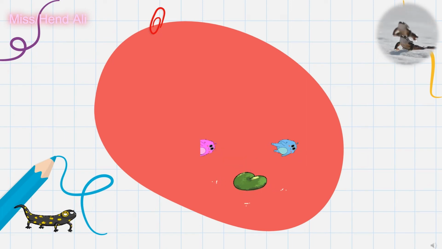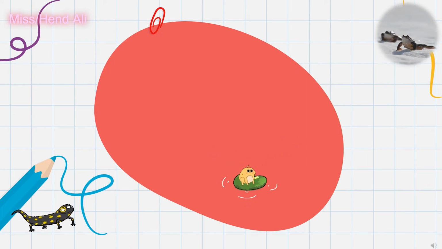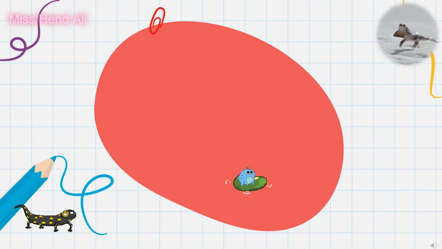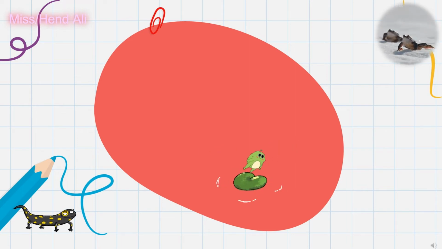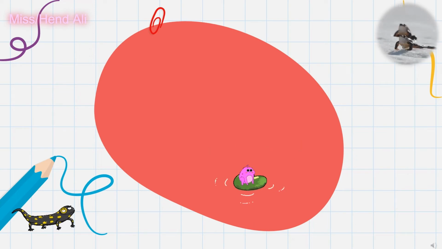Now let's talk about the role of scientists in protecting many types of frogs from extinction. Now repeat after me: extinction. Okay, what is meant by the role of scientists to protect many frogs from extinction? We mean, what should scientists do to protect them from extinction?